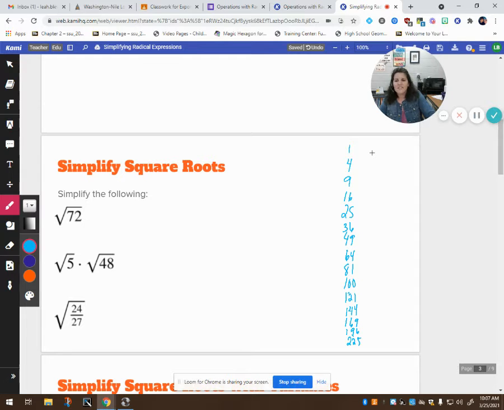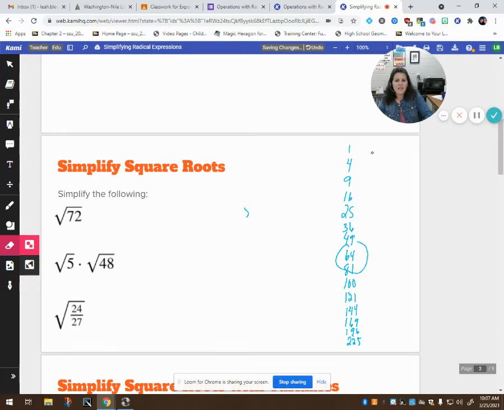So looking at 72, I want to take the square root of it. Well, if I look at this list, it's not on my perfect square list. I realize that it's going to fall somewhere between 8 squared and 9 squared. So if I'm thinking on the number line, I know the square root of 72 is somewhere between 8 and 9, but I want to simplify this, so let's think about it.